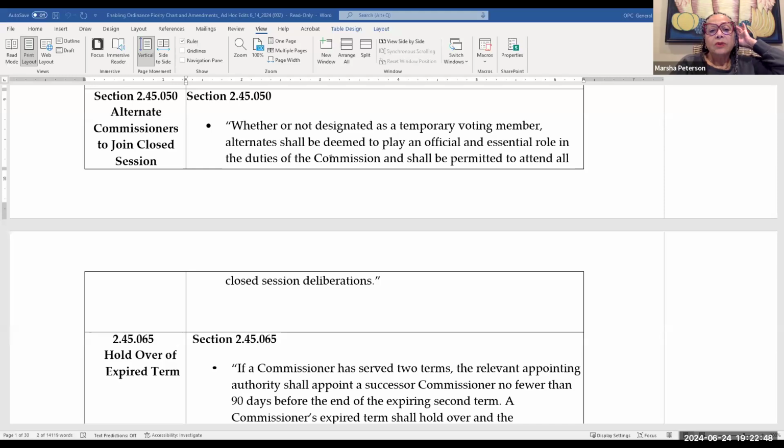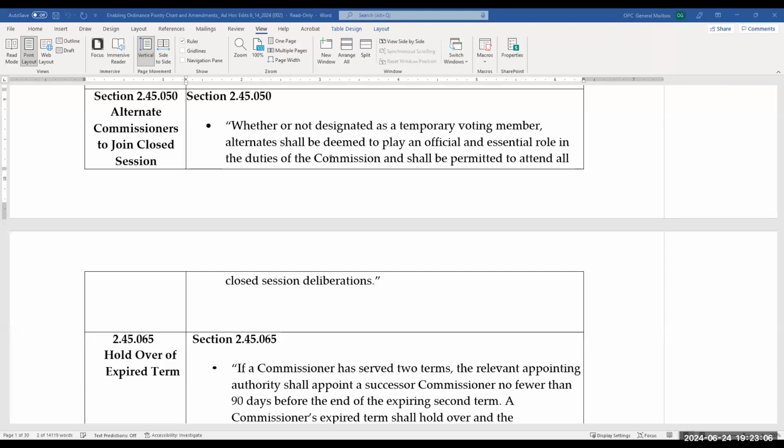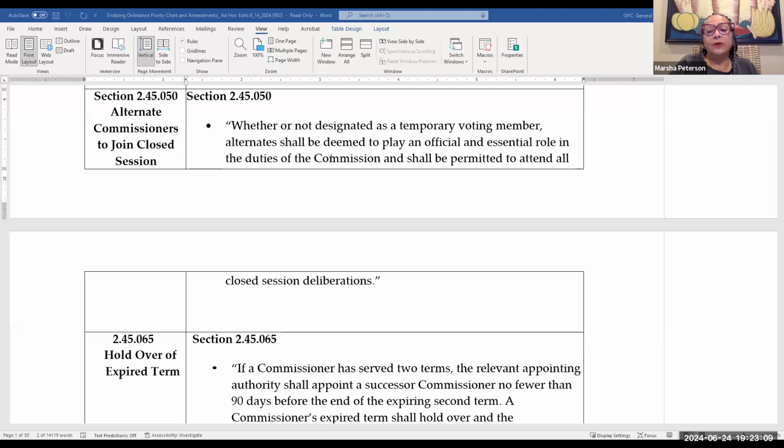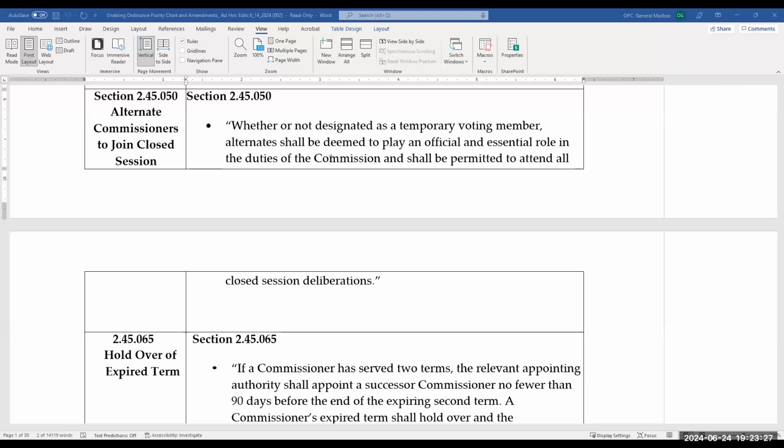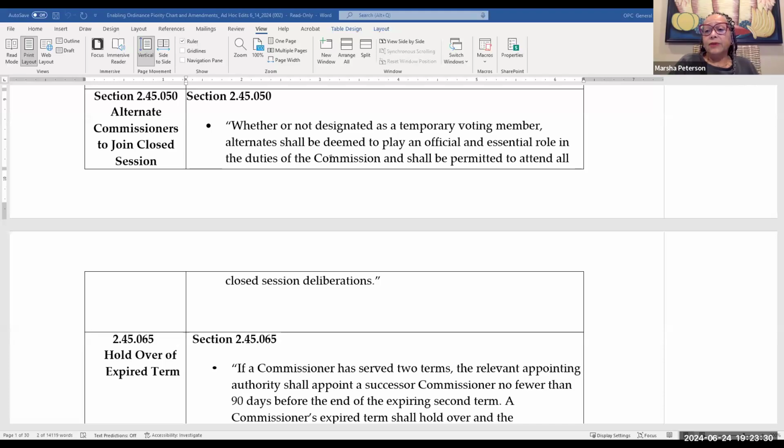So we have the sentence at the beginning, Kathy, that says whether or not designated as a temporary voting member. And so at the end, I was saying this to ensure continuity of information. Oh, I'm sorry. Yes, I see it now. Sorry about that. So that's what I want at the end. I'm suggesting that after we say closed session deliberations, we add, to ensure continuity of information. Is that okay, everyone?